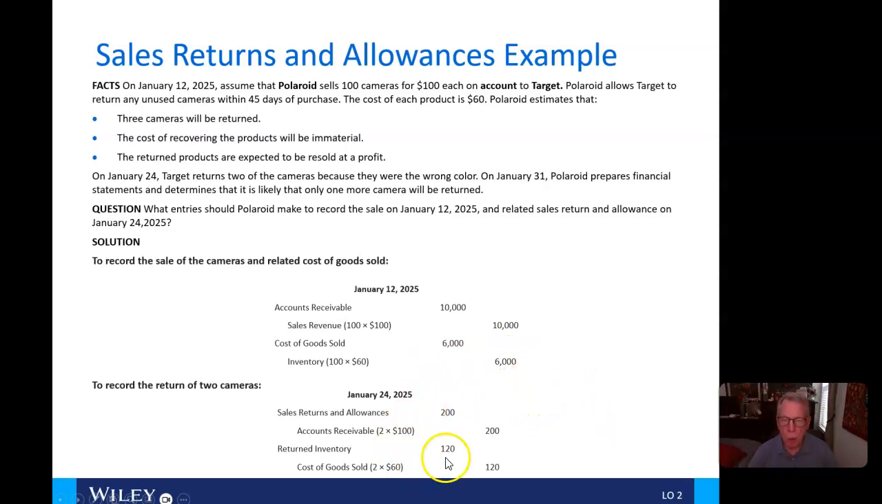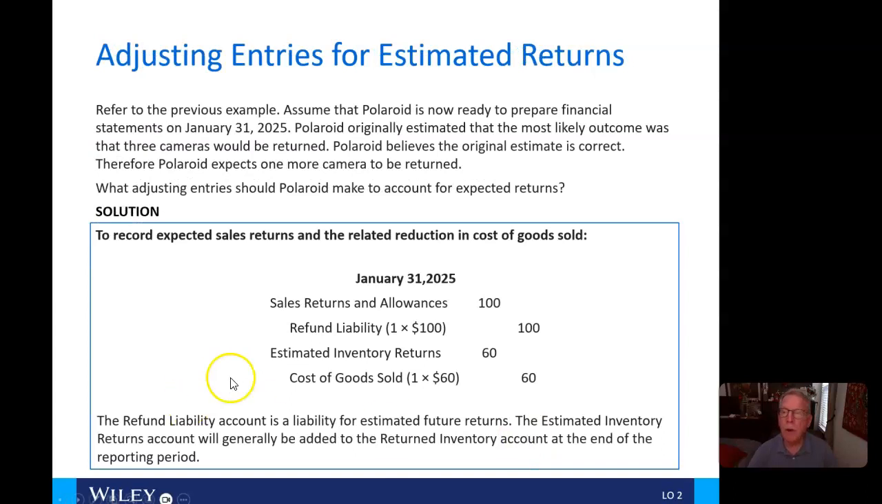Now, on January 24th, we're going to record that 2 cameras worth $100 each are returned. So we hit sales returns and allowances, which is a contra revenue account, and we reduce accounts receivable by $200 as well. The inventory is returned to stock, good cameras, and cost of goods sold is reduced by $120 because we didn't incur those costs. Pretty straightforward there, I think.